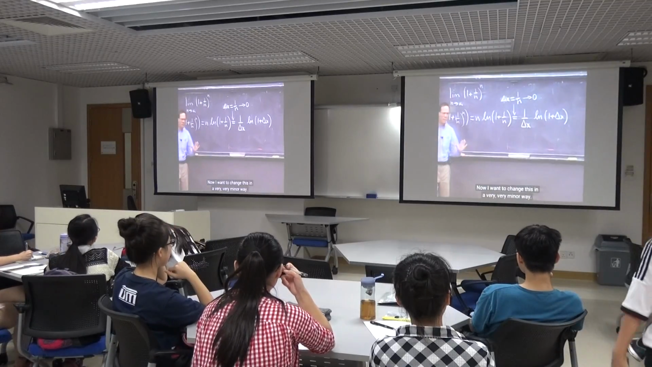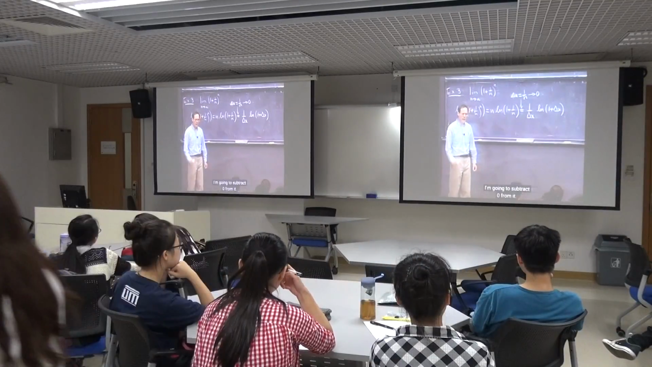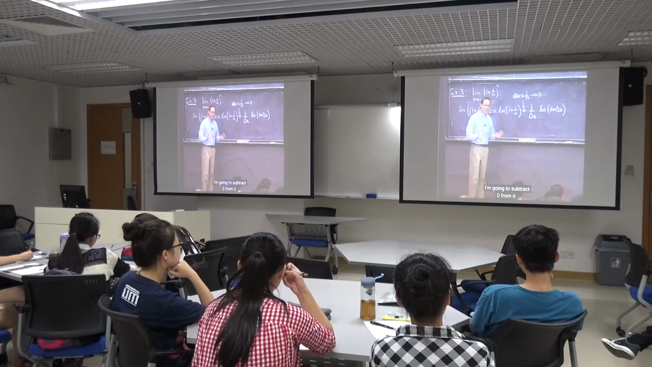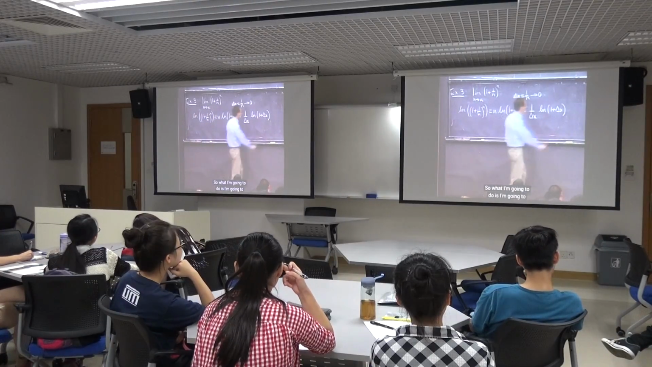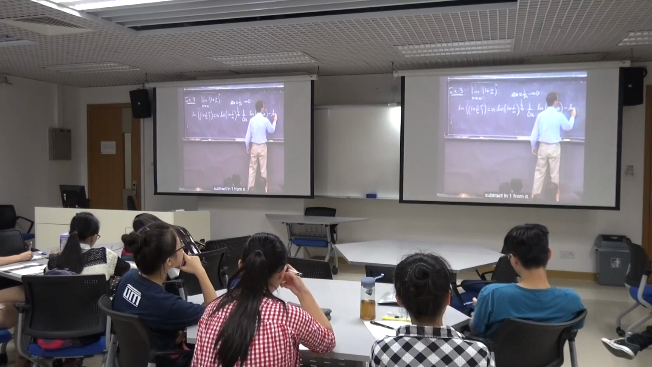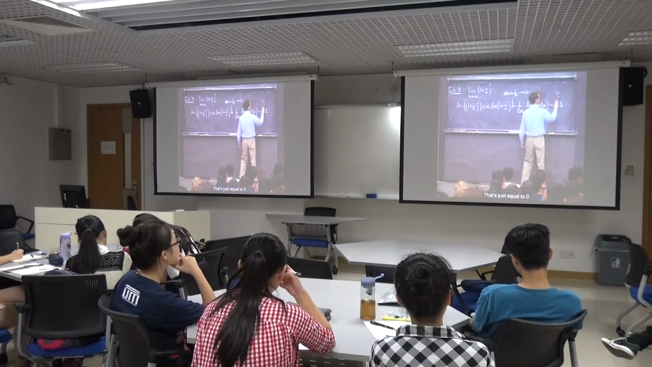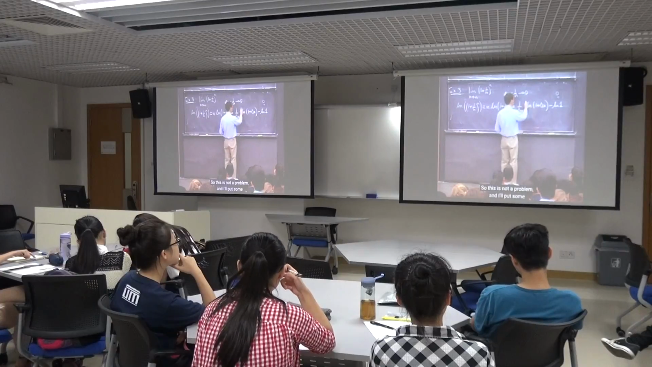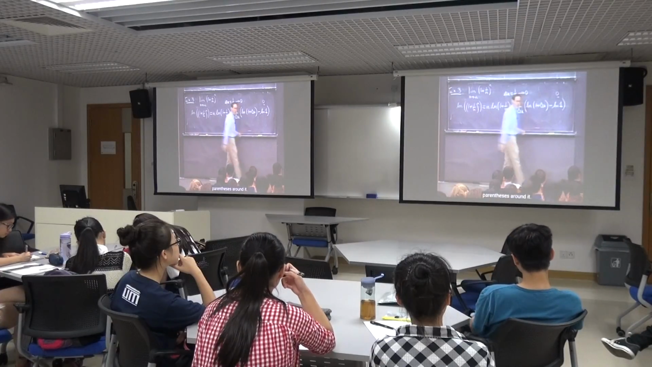Now I want to change this in a very, very minor way. I'm going to subtract 0 from it, so that's the same thing. What I'm going to do is subtract log of 1 from it. That's just equal to 0. Right? So this is not a problem. And I'll put some parentheses around this.